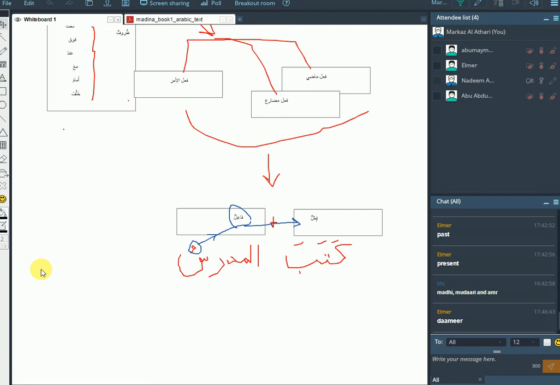Let's have another example of fi'l and fa'il. Sometimes you will see it written like this: Kataba al-mudarris. كتب المدرس. Jayyid. And for those of you who may listen to this lesson after, you may be advanced listeners. You may have taken book 2, book 3 or other books already and studied and understood. I'm only talking right now in Madeenah book 1 terms.